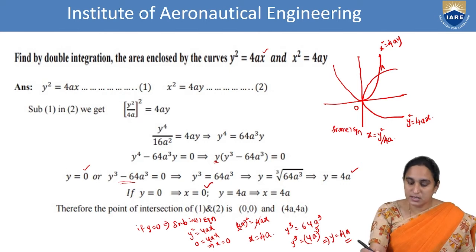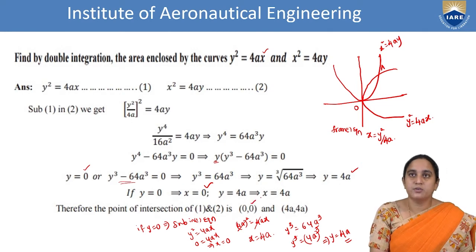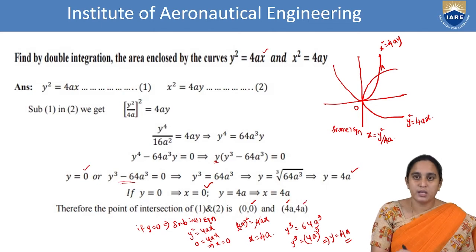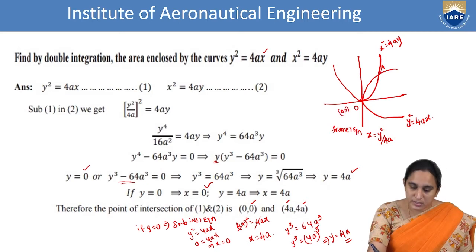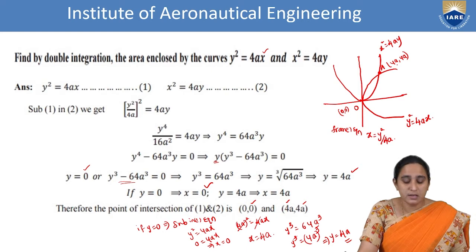Therefore, I am writing directly here, if x is 0, at the intersecting points, y is also 0. If x is 4a, for that case, y is also how much? 4a. Okay, that's the intersecting points of the two parabolas. Therefore, I'll write here the first intersecting point as 0, 0 and the other intersecting point as 4a, 4a. From the two curves, now I have found the intersecting points, 0, 0 and 4a, 4a.